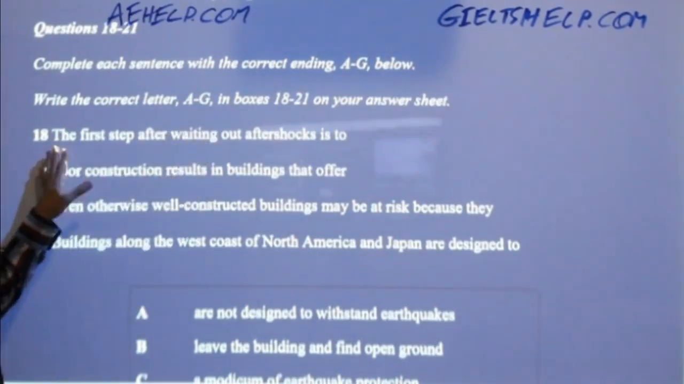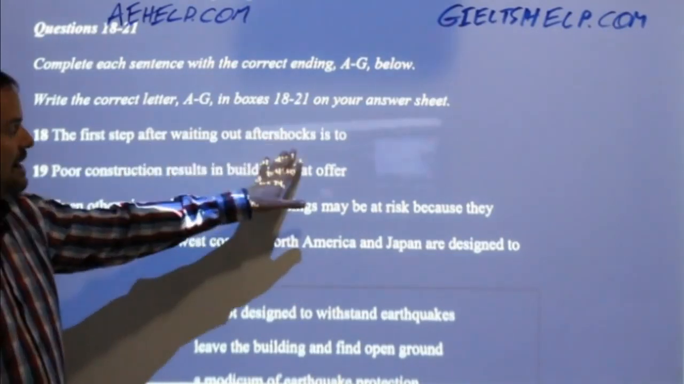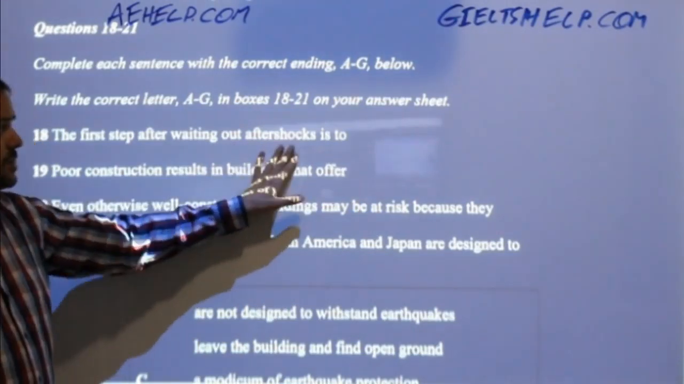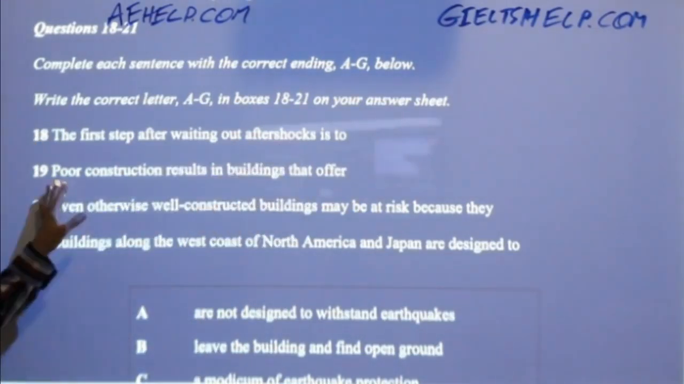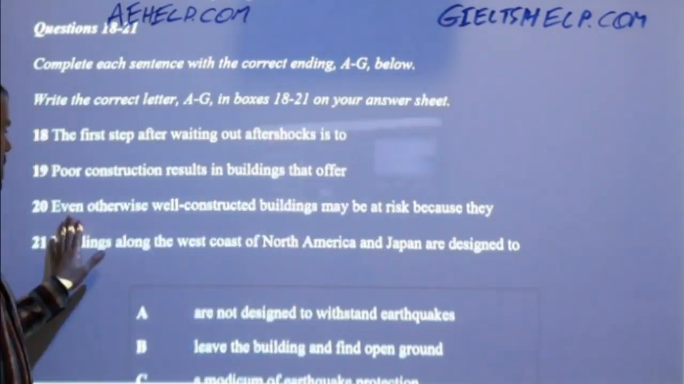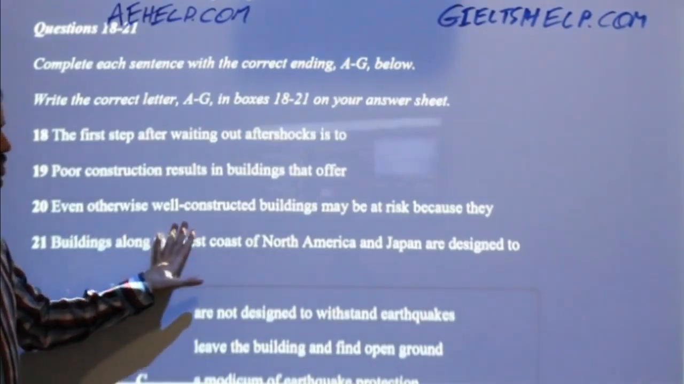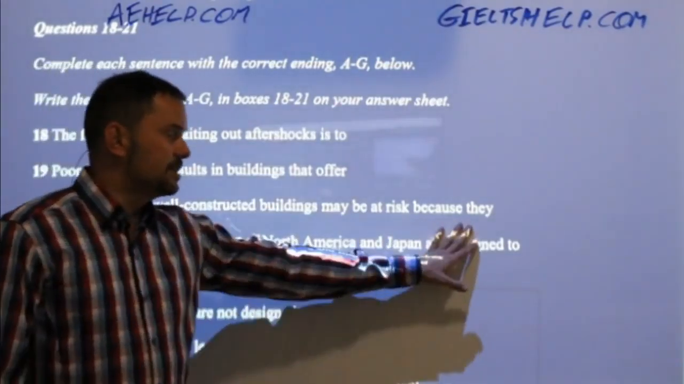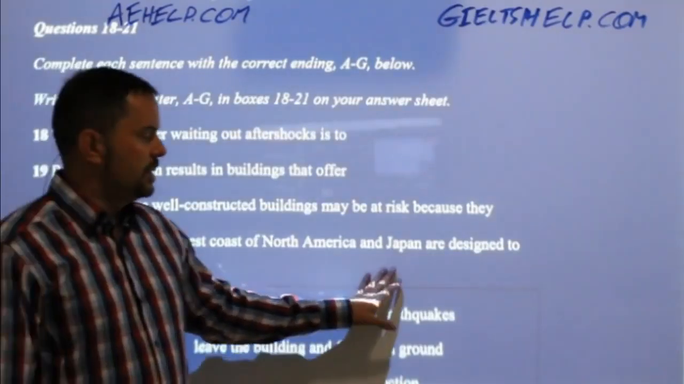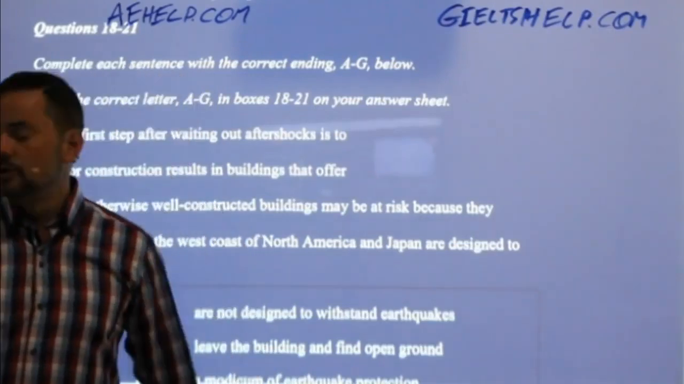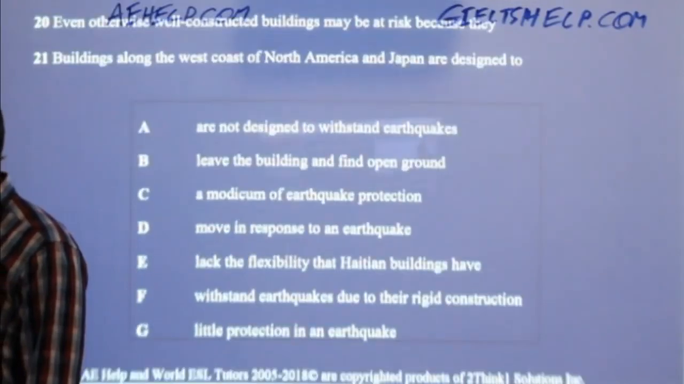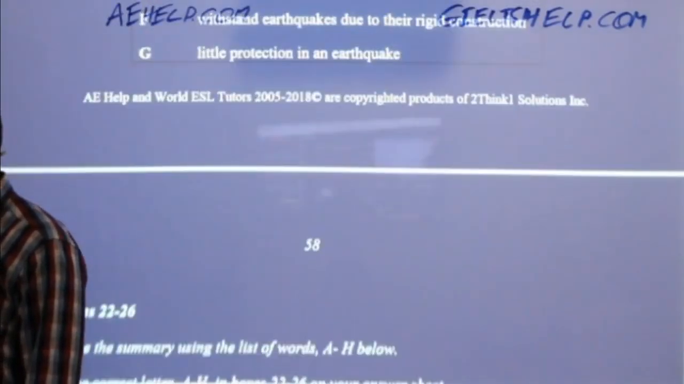So read with me. The first step after waiting out aftershocks is to. Now, if you don't understand a word like aftershocks, don't worry. Just leave it, okay? Poor construction results in buildings that offer. Even otherwise well-constructed buildings may be at risk because they. Buildings along the west coast of North America and Japan are designed to. All right. So we know that the passage will have some information about buildings and their design and their connection to earthquakes.